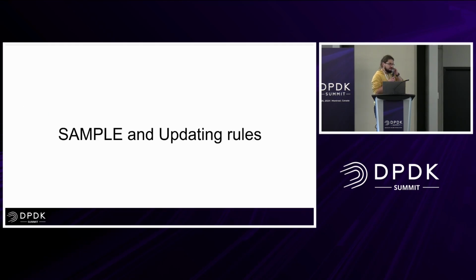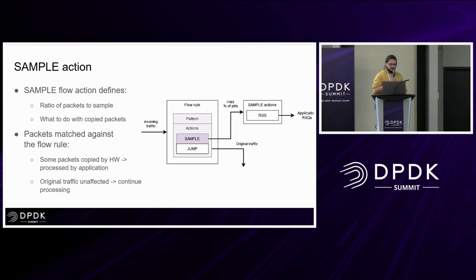Another existing concept in the Flow API is the sample action, and also utilizing the update rule API, which Alexander presented in the previous presentation, we can additionally enhance the debug capabilities. So the sample action itself has two parameters to the hardware. One is the ratio of packets we sample, so we can say that one of each 10 packets will be sampled, or every packet will be sampled, and the actions to take on the sampled packets.